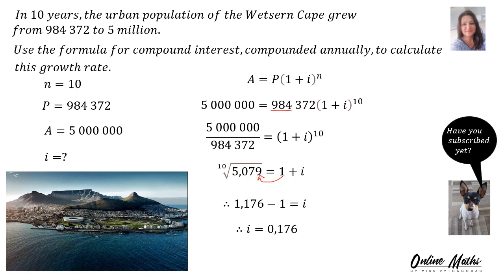Therefore your i is 0.176. But remember, they want the growth rate, and that one has to be as a percentage. Therefore you will multiply by 100, and your r is 17.6%, which is the growth rate.